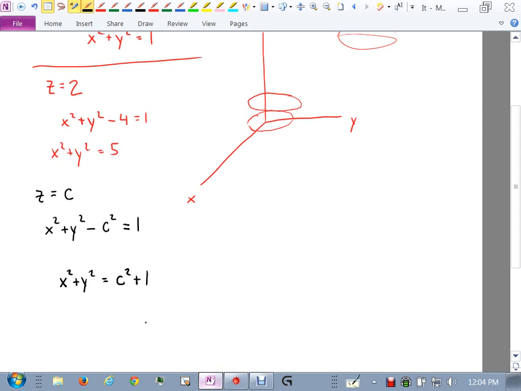When c was 2, what was our radius? Square root of 5, right? You see how this would work? From this, what you're supposed to see is that as c gets bigger, your radius gets bigger. So it's going bigger as you go.